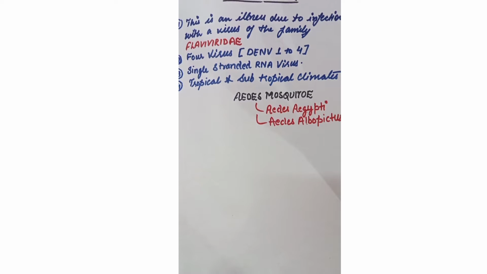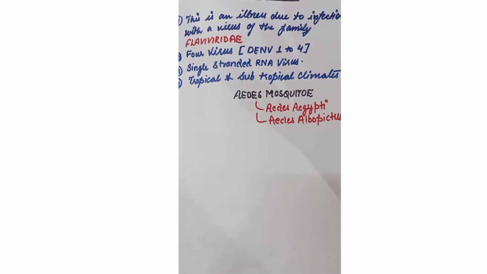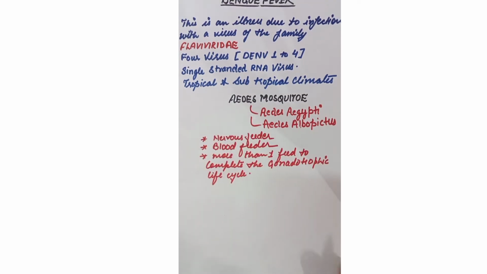So here you can see that I have written it point by point. These points we have discussed already. Now, one thing that we should know is that these 2 mosquitoes are nervous feeders, and they feed on human blood, and they need more than 1 feed to complete their gonotrophic cycle. That is also a very important point that we should note down right now. So here I have written the points that they are nervous feeders, they are human blood feeders, and they need more than 1 feed to complete their gonotrophic cycle.